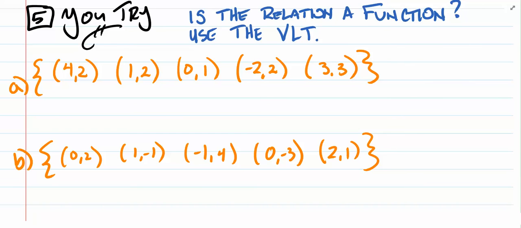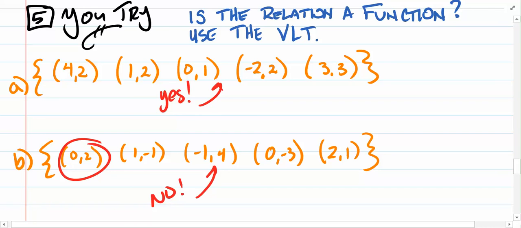Okay, here's a U-try. It's got two parts. It says, is the relation a function? Use the vertical line test. So I want you to plot the points on the graph, use the vertical line test, and tell me whether or not they represent a function. Hopefully you got the right answer. A, yes, it does represent a function because it does pass the vertical line test. And B, no, it does not, because it does not pass the vertical line test. At the point 0, you go to 2 and you go to -3 at the same time.